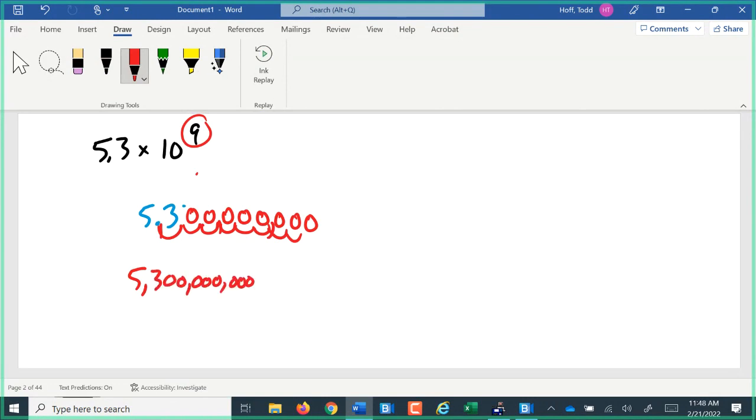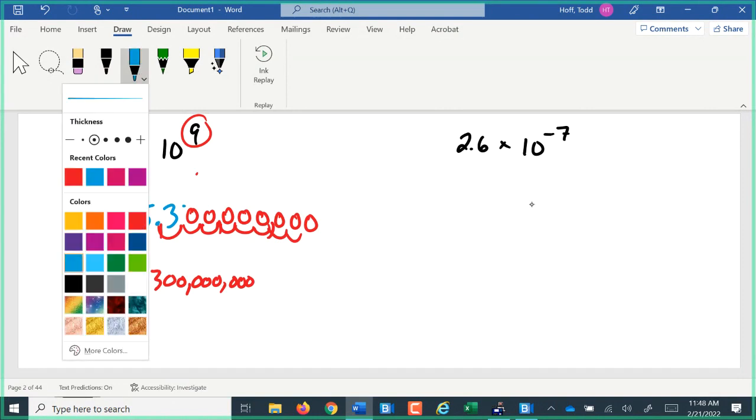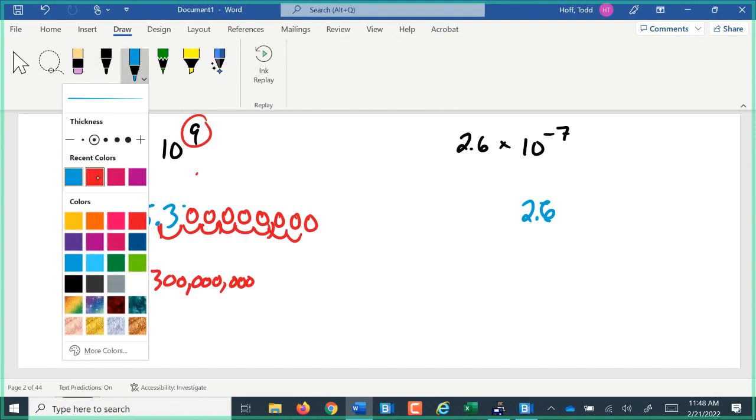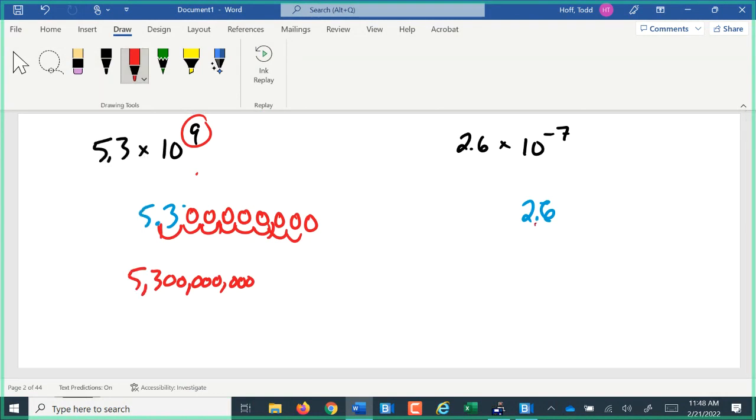That number back in standard or decimal notation. We might have 2.6 times 10 to the negative 7. Once again, we'll start out with a 2.6 and move the decimal point. The 7 tells us we're going to have to move it 7 spots. The negative tells us this is a small place value, so it's smaller than 1. So I move my decimal point to the left to make this smaller.